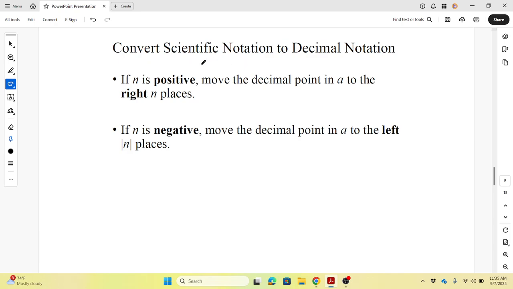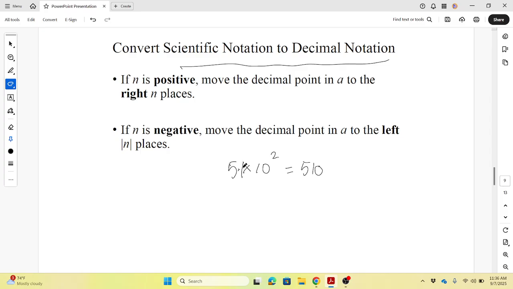There is a rule to convert scientific notation to the decimal notation. If n is positive, move the decimal point in a to the right n places. For example, let's say you have 5.1 times 10 to the power 2. Then you have to move the decimal point in a to the right n places. We don't want this decimal, so just copy 51 and move this decimal to the right n places. 1, this is 510.